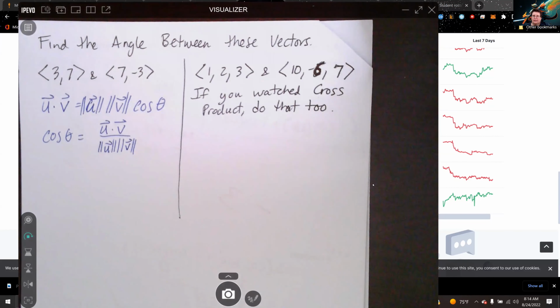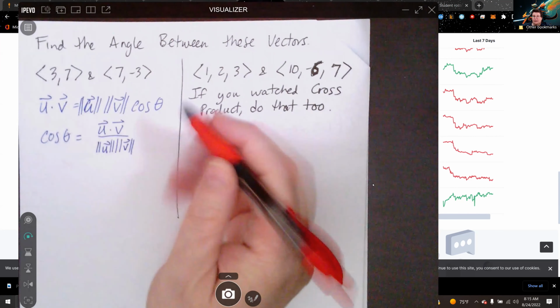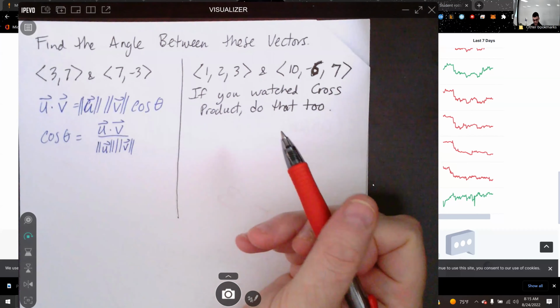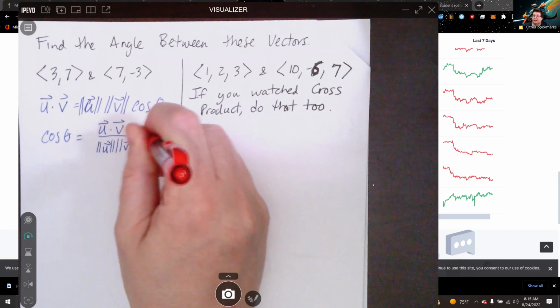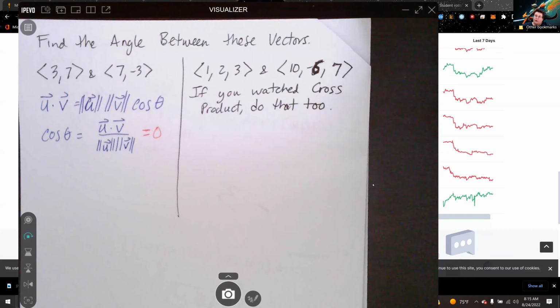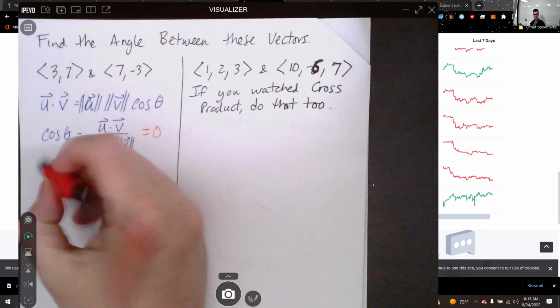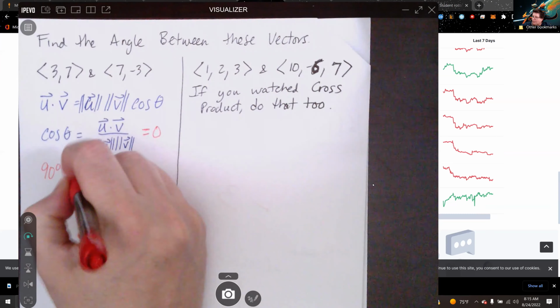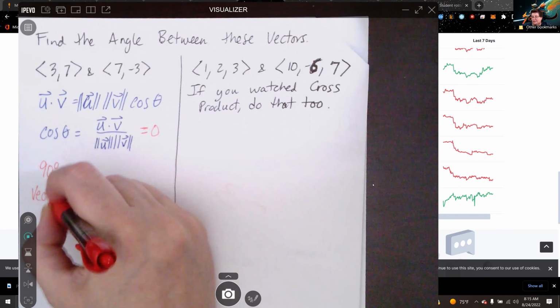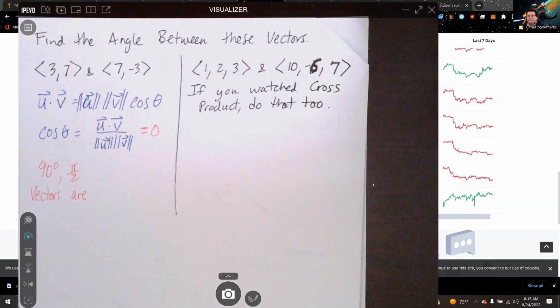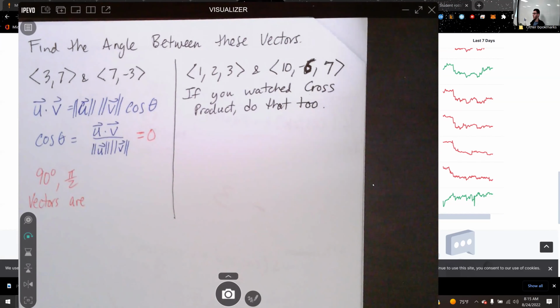So what's the dot product here? 0. The top is 0, so it doesn't even matter what the magnitudes are. We don't even need to calculate the magnitudes. What does that tell us about the angle? Yeah, you're right. 90 degrees. It's 90 degrees, or pi over 2. What do we call vectors that are at 90 degrees? It starts with an O. Orthogonal.